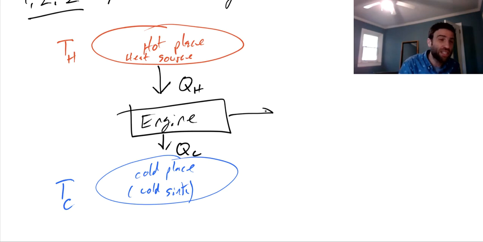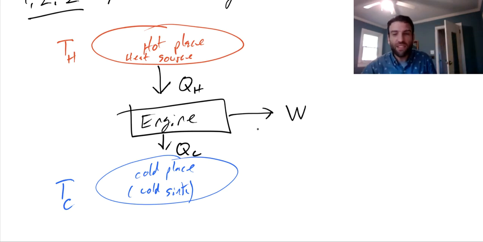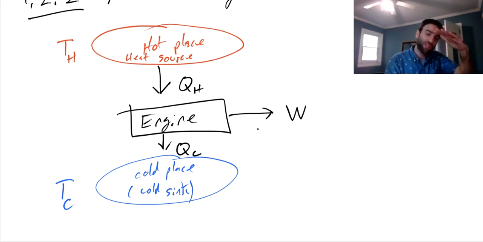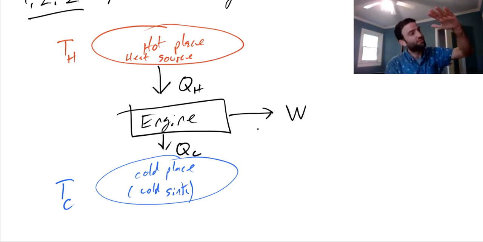And in the process, it does a certain amount of work. It outputs a certain amount of work. This is schematically what we mean by an engine. It's a device which operates in between things that are at two different temperatures. It takes some amount of heat from the heat source, it does some work with it, and it dumps some energy into the cold sink.